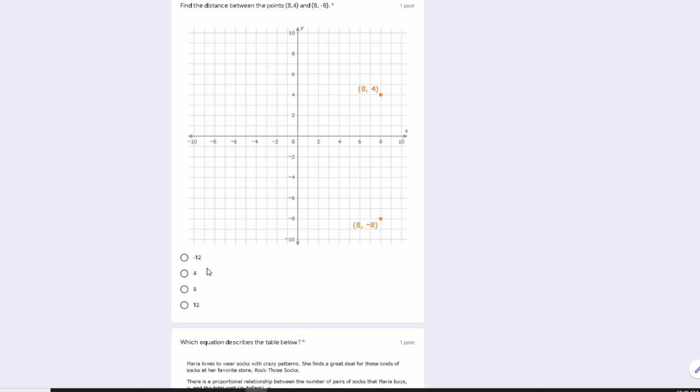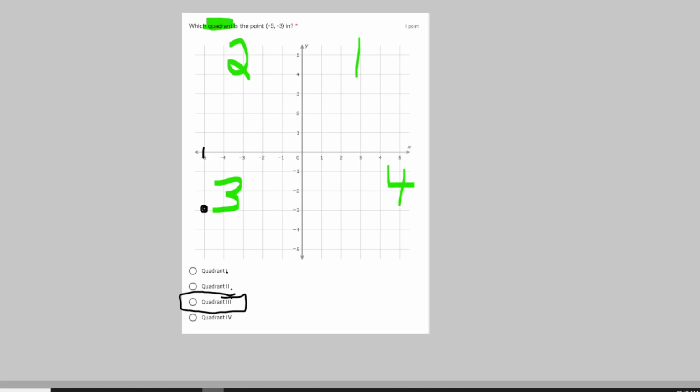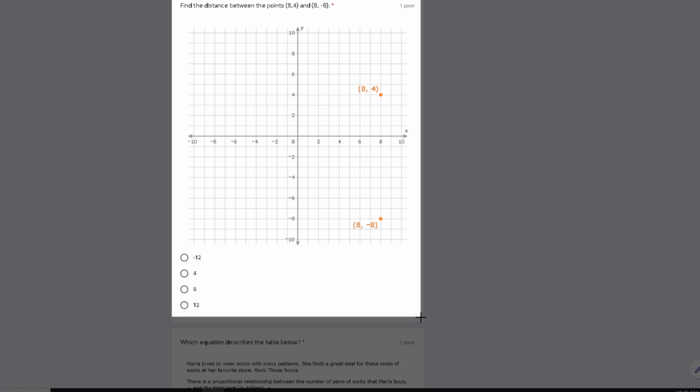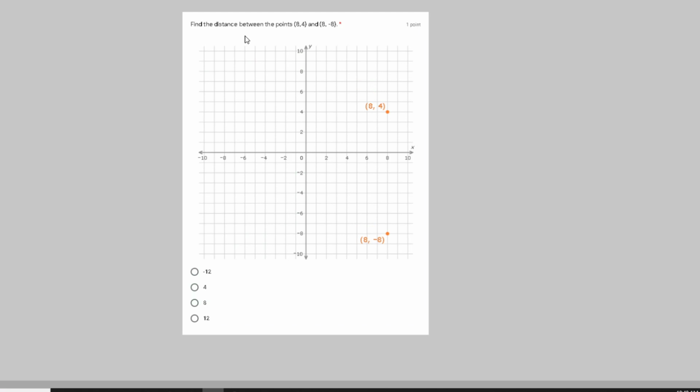Find the distance between the points 8, 4 and 8, negative 8. This is one of those types of questions that I know gave some people a hard time. Just remember, you always want to look at the scale. You see here we're counting by ones, right? So that means each block is 1. So we're going 1, 2, 3, 4, then 5, 6, 7, 8, 9, 10, 11, 12. So the difference is 12.